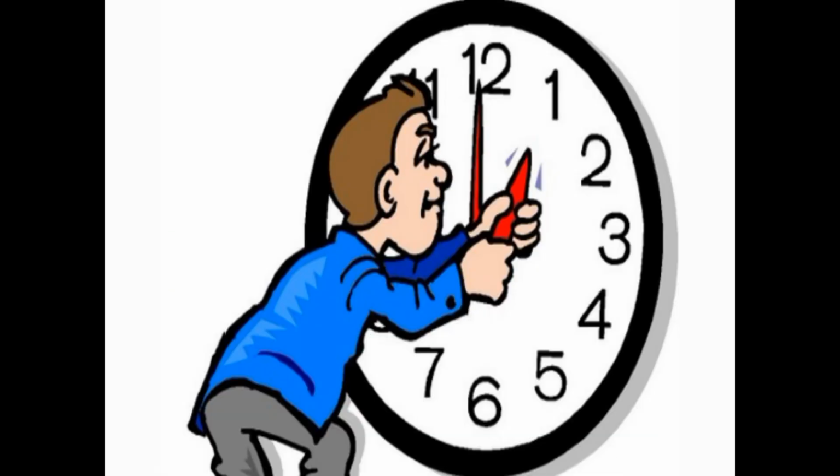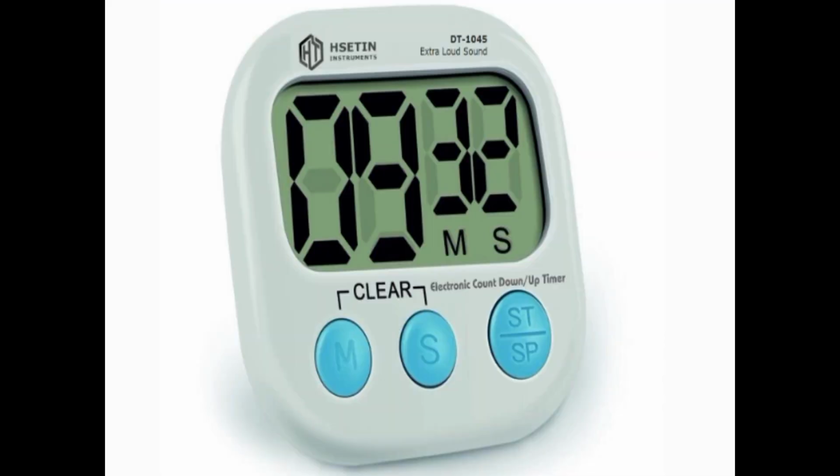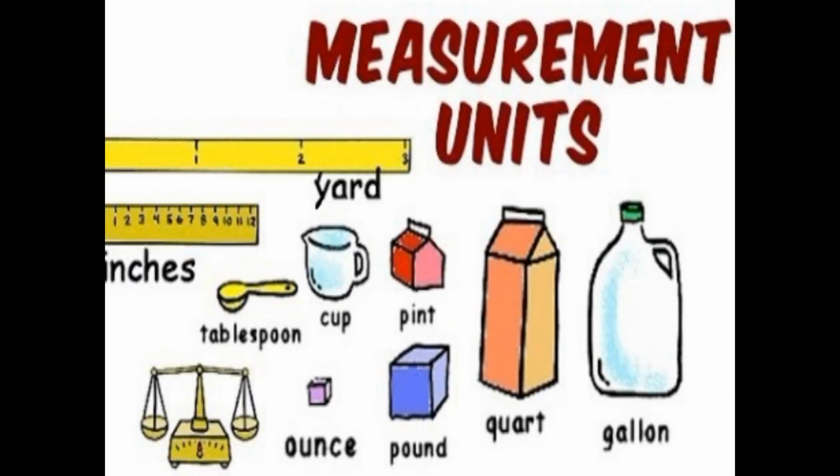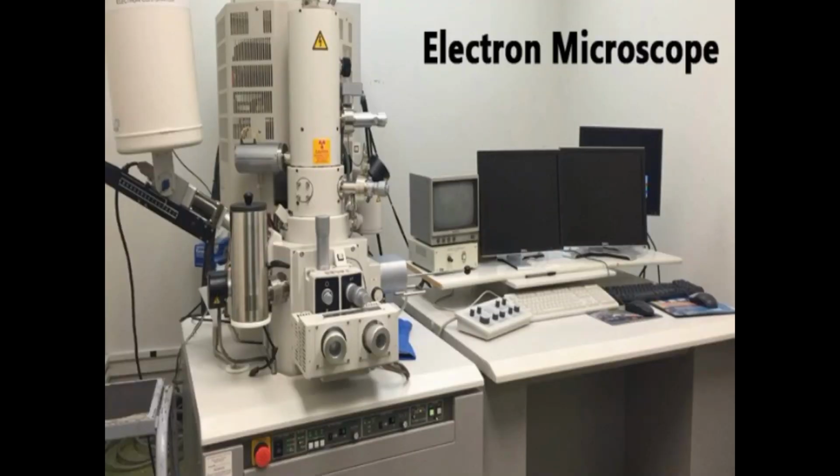Next we have time. Time can be measured with a stop clock or stopwatch. Seconds and minutes are the units of time, commonly used in science. Scientists use a vast range of instruments to measure physical quantities. These measuring instruments may range from simple objects such as rulers and stopwatches to electron microscopes.